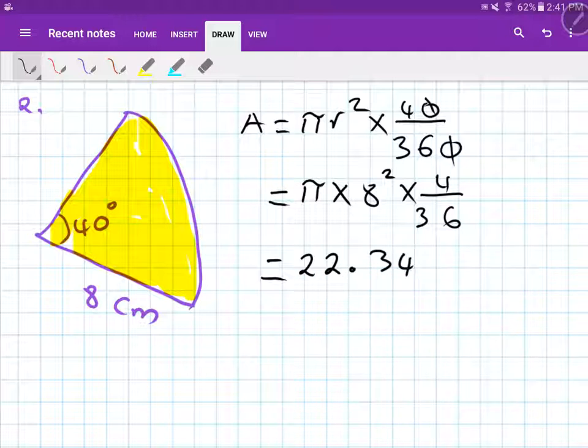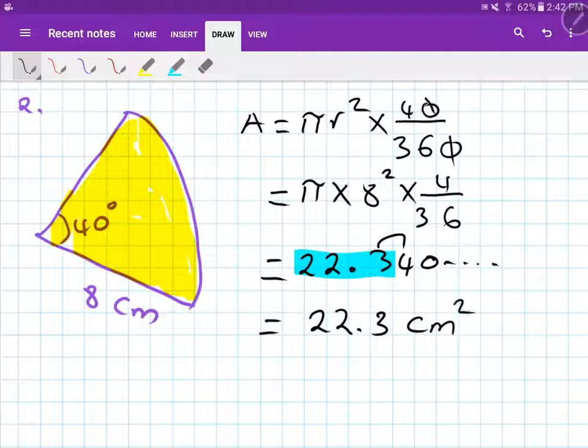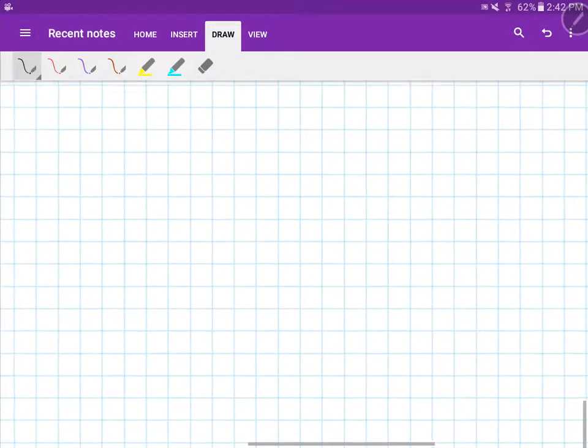22.34 and so on. But I want 1 decimal place only, remember that. So you go 22 point and 1 number after that. Because the number after 3 is 4, which is less than 5, your answer should be 22.3 centimeters squared. Now, let's move on to the next one.